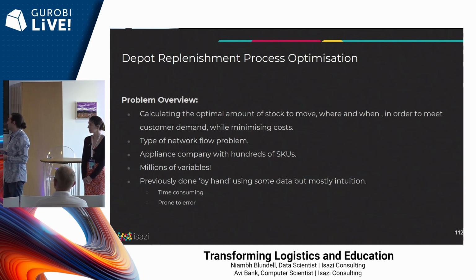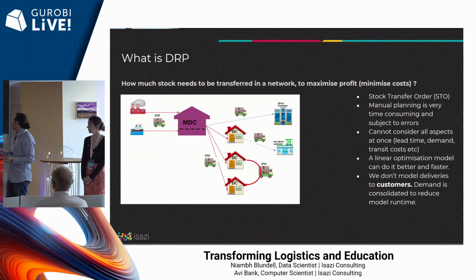And when the client approached us, they were doing this by hand. One person was doing this with intuition, taking a few days to come up with a plan. Very prone to error. The errors can lead to a lot of loss, as you can imagine, huge costs involved. But now, with the system, it runs hourly. So if demand changes between now and the next hour, the model will update, give them a brand new plan, and he doesn't have to do anything except follow it.